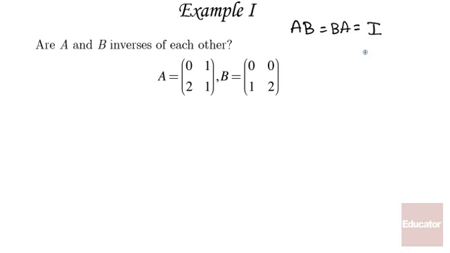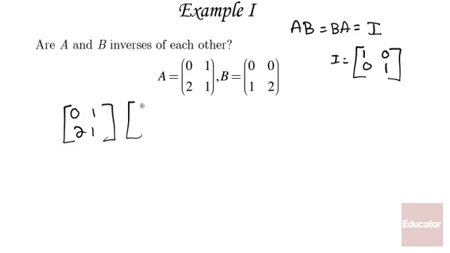So before I proceed, let's just think about what the identity matrix is for a 2 by 2. I'm going to have 1 along the main diagonal and 0 everywhere else. So this is the identity matrix in this situation. I'm going to go ahead and multiply these and see what I end up with. Okay, doing some matrix multiplication.